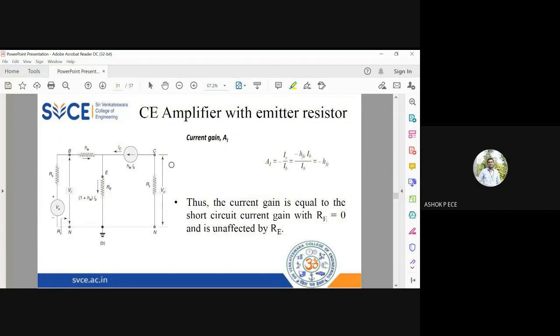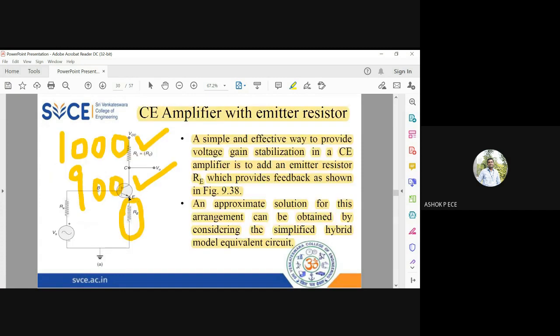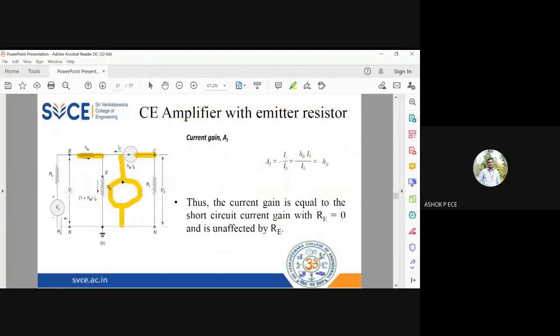In the H parameter model, on the input side you will have HIE, and on the output side you will have the current source HFE times IB in the collector, and you will have the load resistance RL. Usually this current source will be coming here and it will be connected to the emitter. Emitter is grounded, but here the emitter is not grounded. Between emitter and ground you have a resistance RE. See the diagram. This current source will be connected to the resistance, and this HIE will be connected to the resistance. Are you able to visualize the H parameter equivalent circuit?